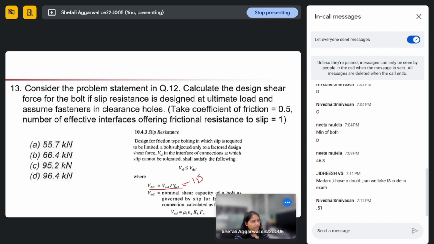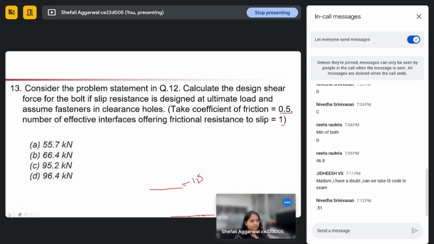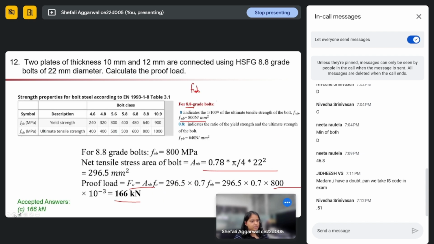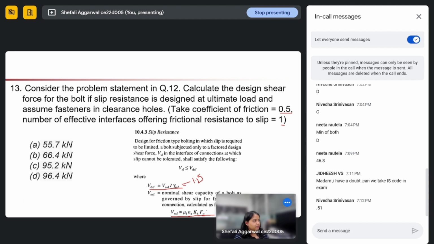To calculate VNSF, we have this formula: mu F, the coefficient of friction, which is already given as 0.5, and NE, the number of effective interfaces, which is given as 1. Other terms are KH and F naught. F naught we have already calculated in our previous question. How much was it coming? It was 166, right? So F naught is 166. The last term which is left is KH.